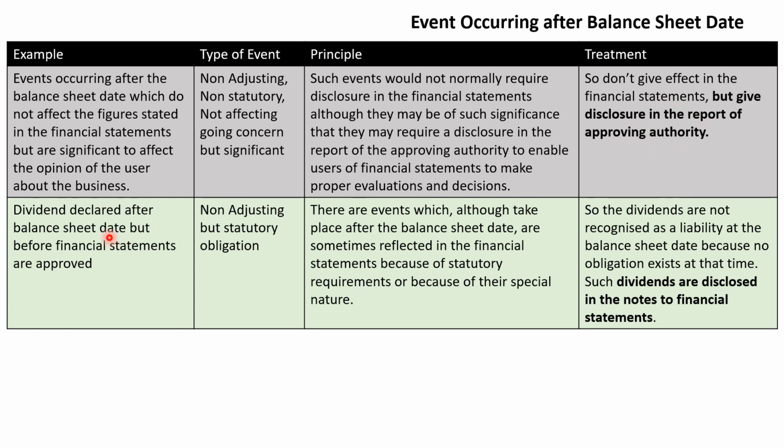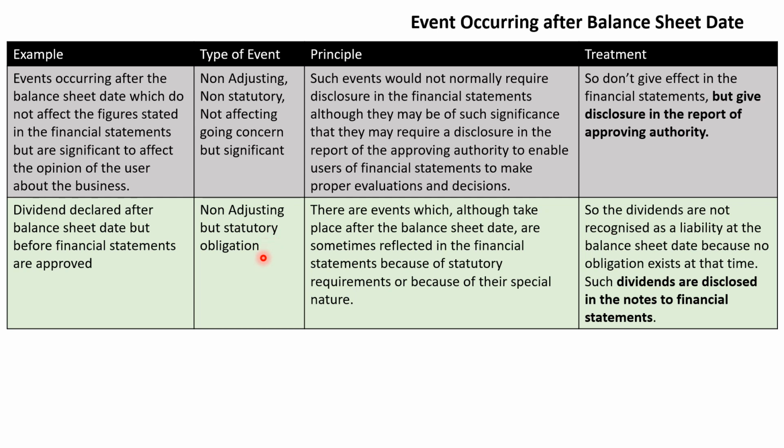Next point is dividend declared after the balance sheet date but before the financial statements are approved. Then the type of event is, this is obviously not adjusting, but it is a statutory obligation, because on the date of the balance sheet there was no liability. After the balance sheet, the liability has got created. And now once the dividend is declared, within 45 days you will have to pay.